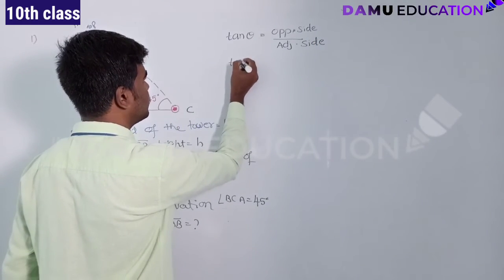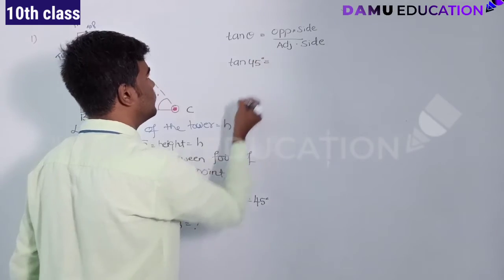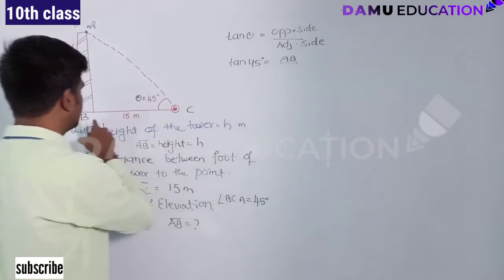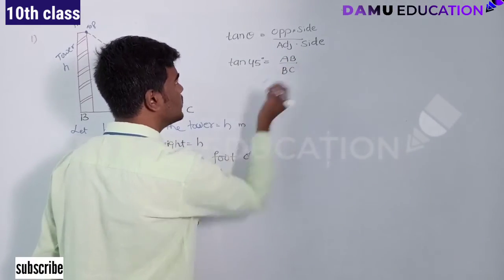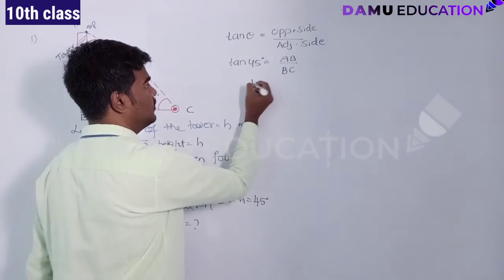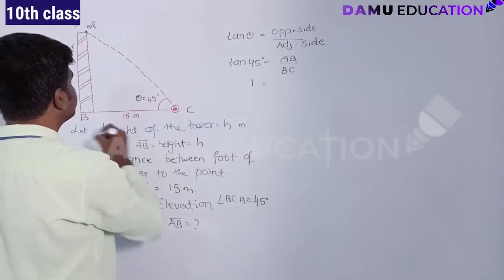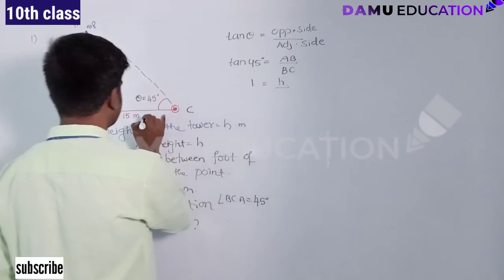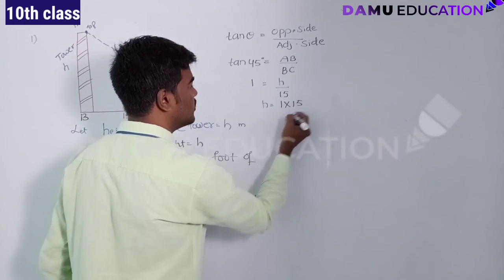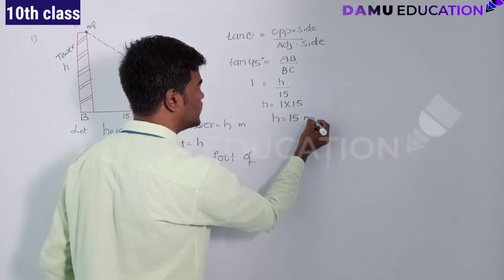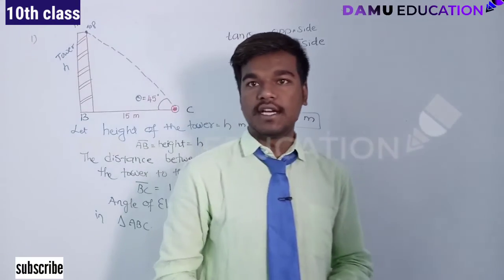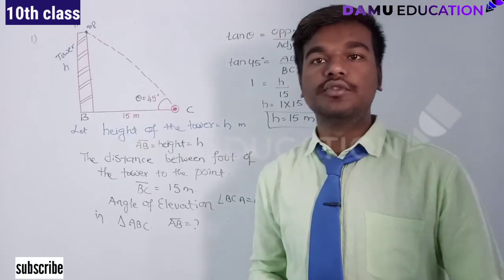So tan 45 degrees is equal to opposite side AB by adjacent side BC. As we know, tan 45 degrees is 1. So 1 is equal to AB, that is h, by BC, that is 15. Then height will be equal to 1 into 15. So h will be equal to 15 meters. Therefore the height of the tower is 15 meters.